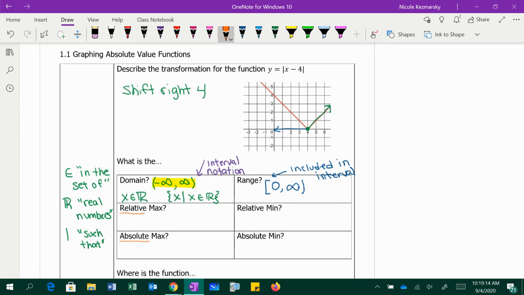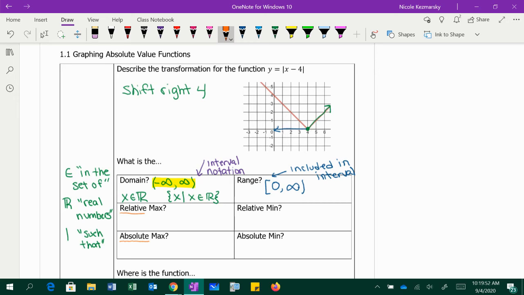Absolute max and absolute min mean the highest point or the lowest point on the entire graph. So of all of the points that are on that graph, which one is the highest and which one is the lowest? So absolute value actually makes this kind of easy for us because if you look here, this side of the graph goes up forever. This side of the graph goes up forever. But this part of the graph stops at 0, just like we had in our range. So this spot right here is the lowest spot on the graph, so it's a minimum.